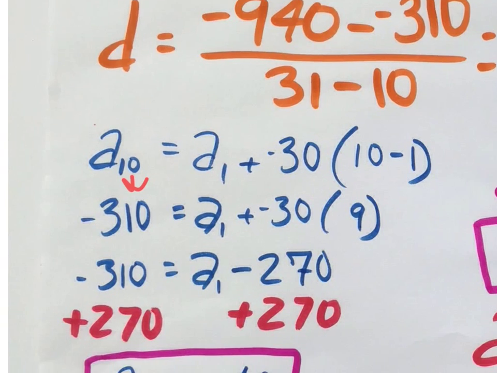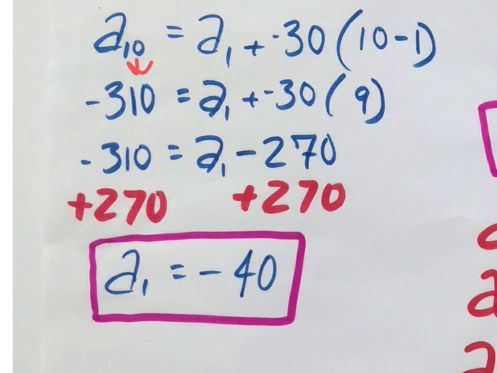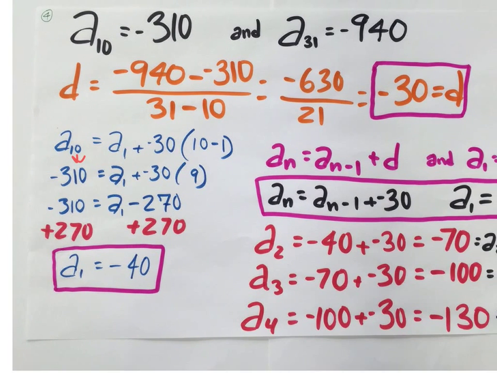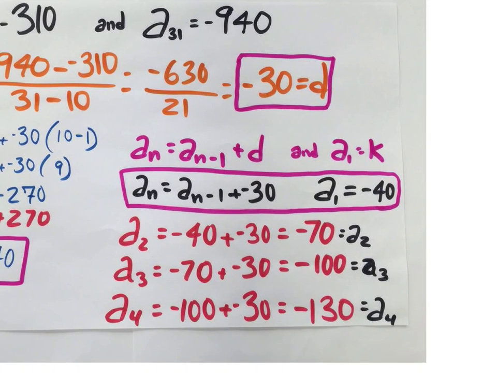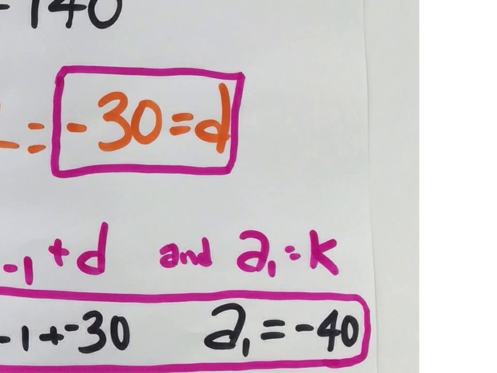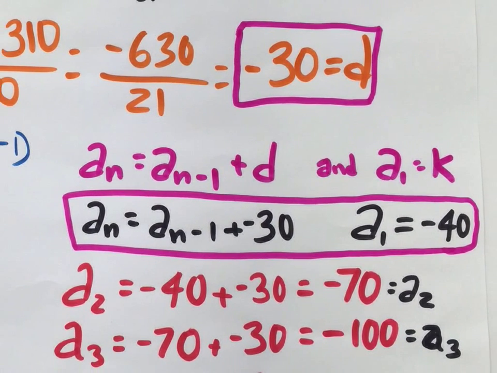And we need to figure out what a sub 1 is, so we're going to, of course, apply inverse operations by adding 270 to both sides. And when we do, we've now got our first term. It is a sub 1 equals negative 40. Great. So we've got the difference. We've got the first term. And now we need to plug it into our recursive equation formula. And so the template for this formula is right here. And let's plug in those values.